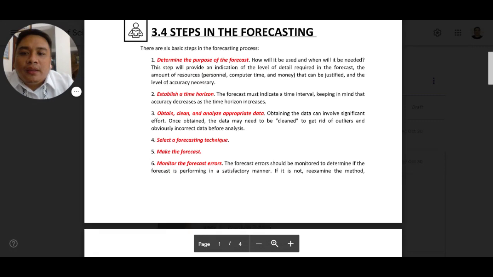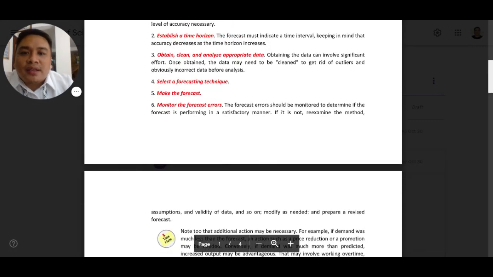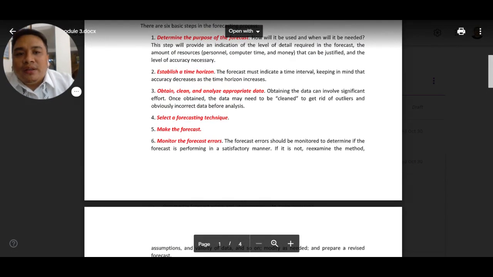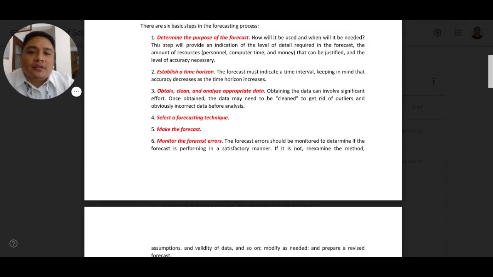Then number 3 is obtain, clean, and analyze appropriate data. Obtaining the data, acquiring the data, saan mo makukuha, kukunin mo yung information that you are able to gather from different aspects, from surveys, from historical data, from your operations coming from the past. These data are very significant to the business organization because this can be the basis of your forecast.